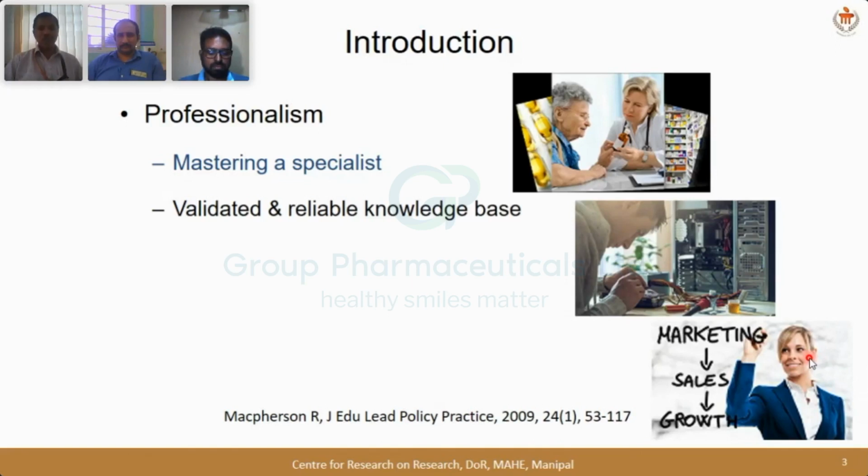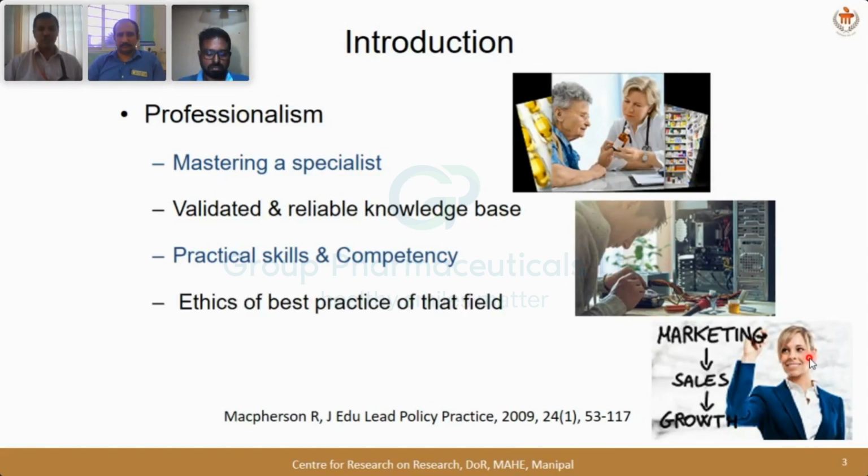Now this validation, who does the validation? We acquire our degree by studying something. We serve society, get the certificate, and that is how we become a professional. We get the practical skill and competency. We are very competent in each and every aspect. So then we can say it is professionalism.